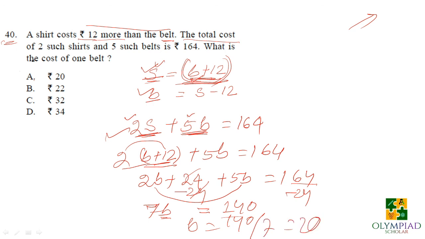rupees. So it is asking about the cost of one belt, which is 20 rupees, and the cost of the shirt will be 20 plus 12, that is 32 rupees. Okay, so here the cost of the belt is being asked, so definitely we have to tick the option A, which is 20 rupees.